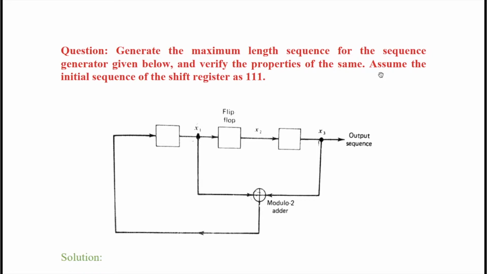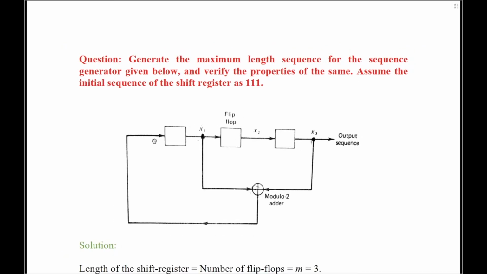Further, it is given that we are supposed to assume the initial sequence of the shift register as 111. So, they will be the contents of the flip-flops in the shift register. Now, coming to the maximum length sequence generator, you can see the length of the linear shift register is 3 because it has 3 flip-flops. The output of each flip-flop is given as x1, x2 and x3 respectively. Here, the feedback path is a modulo 2 addition of x1 and x3.